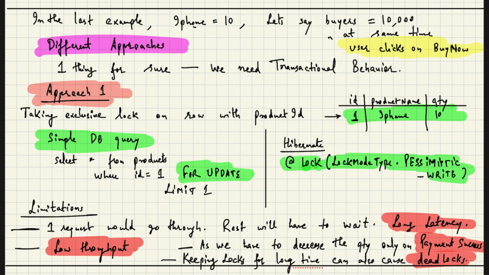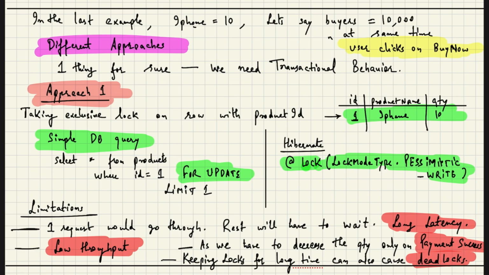Now the simple database query could be, select star from products where id is equal to 1, that id for the iPhone, and for update. That particular construct provides the exclusive lock on this row only. All the other rows will remain unaffected, but the lock would be acquired only on this row. And how many rows do we need? Only the one row, so we have just applied the limit one as well. So this would be the simple query for acquiring the lock on this particular row.